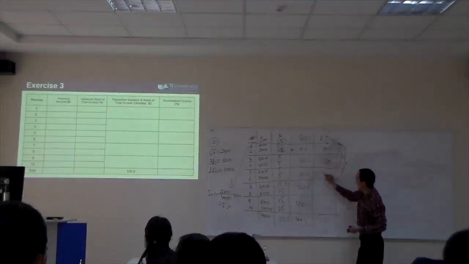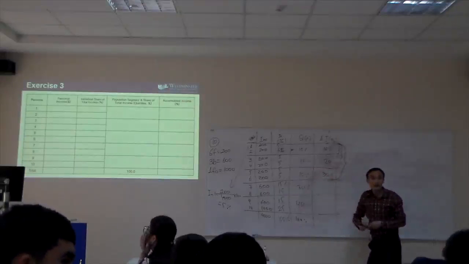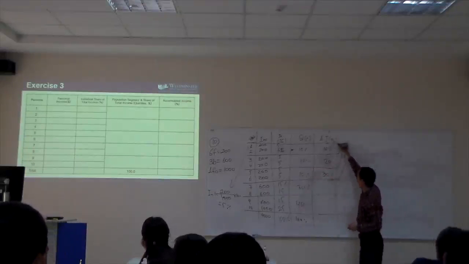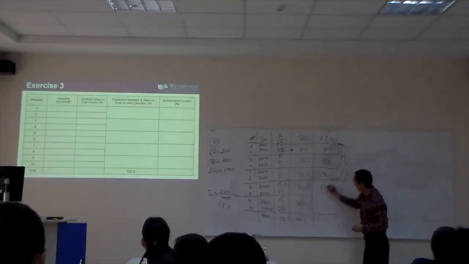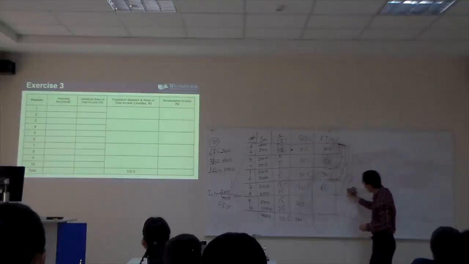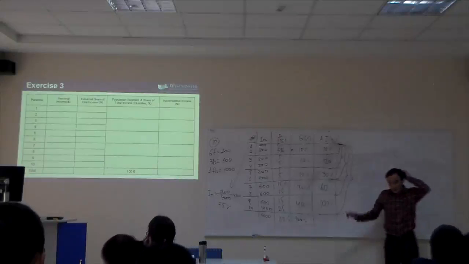10, it is equal to the last 30%. The last part should be 100%. And accumulated income of 80% is 60. And accumulated of all people is 100. Is it clear?